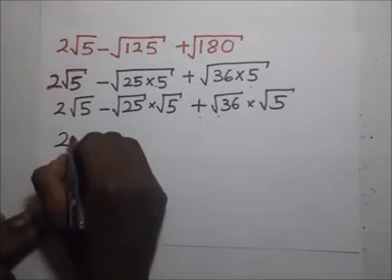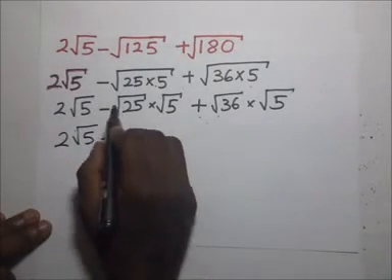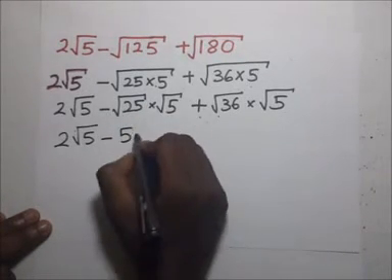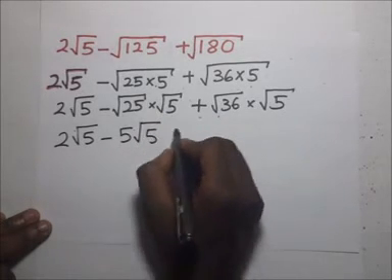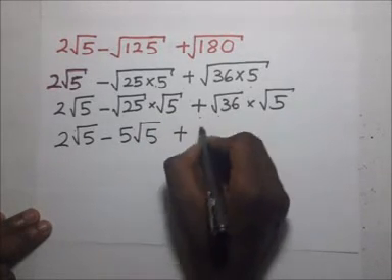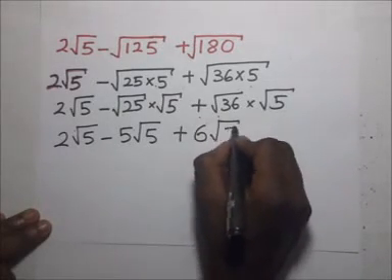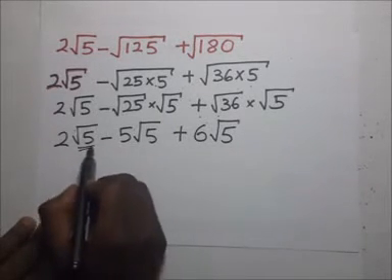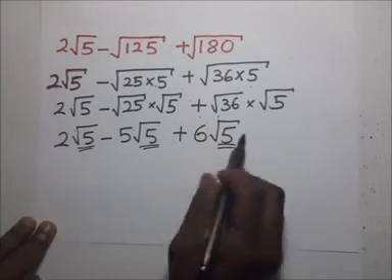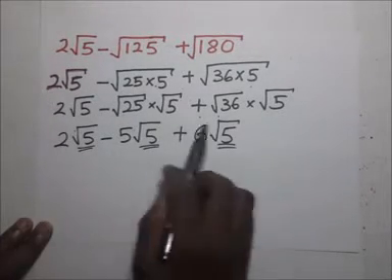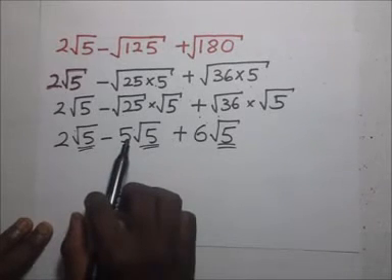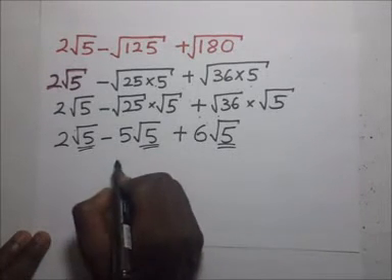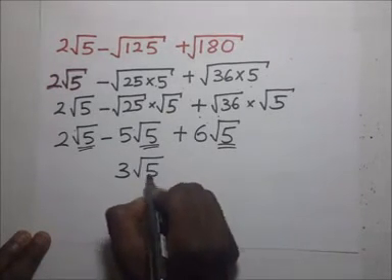So right here, this is going to become 2 times root of 5 minus the square root of 25. 25 is a perfect square, so the square root of 25 is 5 times root 5. Then this is going to become plus the square root of 36, which is 6 times root 5. So we end up with 3 root like terms, root 5, root 5, root 5, so what we do here is simply add, because all these are like terms. So it's going to become 2 minus 5, which gives us negative 3. Negative 3 plus 6 gives us positive 3. So it's going to give us 3 root 5.